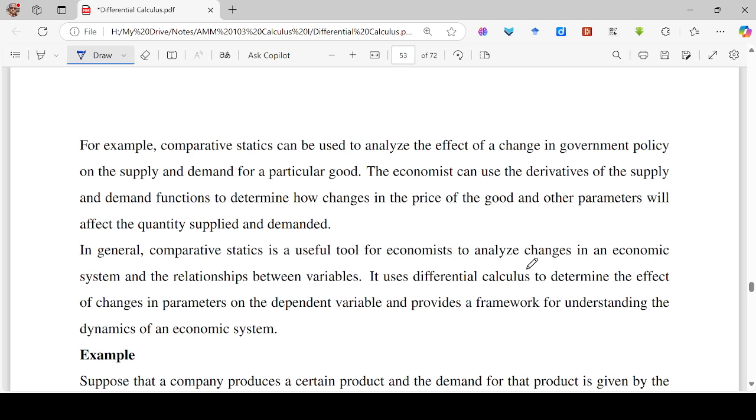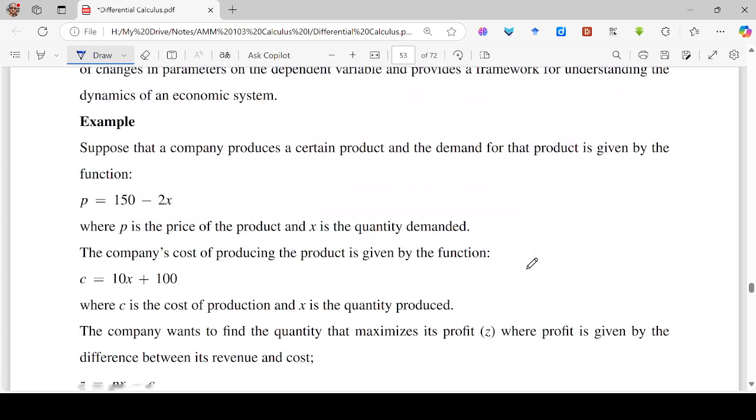So in general, comparative statics is a useful tool for economists, used to analyze changes in an economic system and the relationship between variables. It uses the concept of differential calculus to determine the effect of changes in parameters on the dependent variable and provides a framework for understanding the dynamics of an economic system.